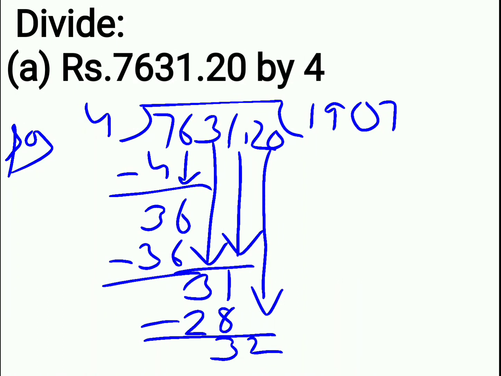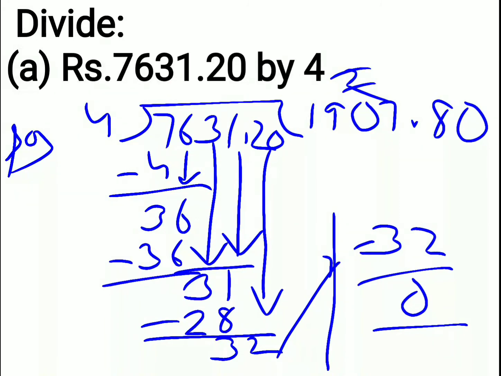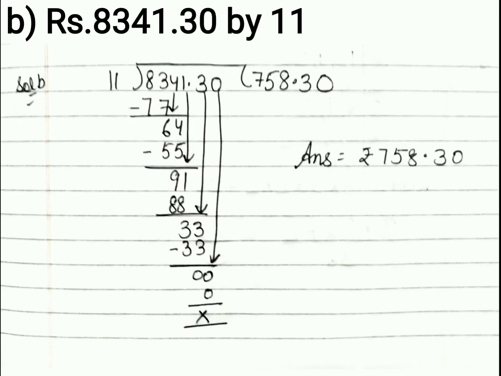Then after this 32, from the 32 students, you have to minus 32. Clear? It will come at 8. So this will go here. 32 minus 32 is 0. Clear? So your answer will be rupees 1907.80 paisa. Clear? In this manner you have to do division. Now we do B part.